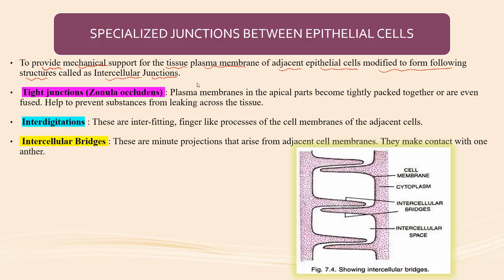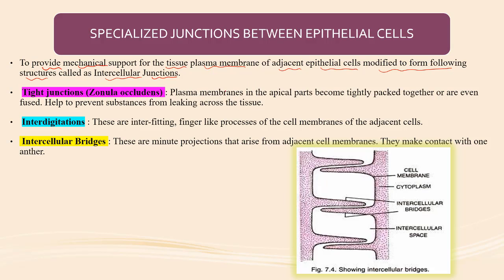Now, tight junctions are known as what? Zonula occludens. There are many types of specialized junctions. First is tight junctions, which are known as what? Zonula occludens. Zonula occludens, basically it means what?